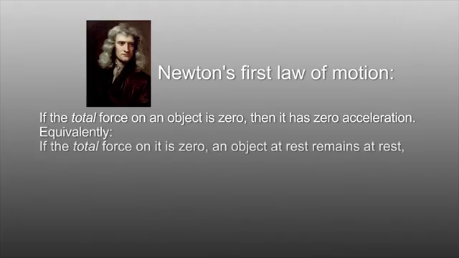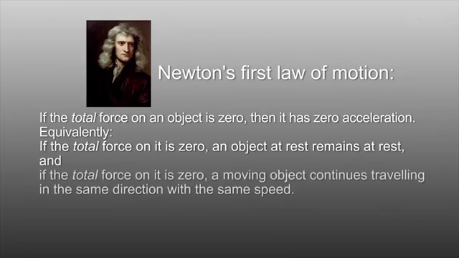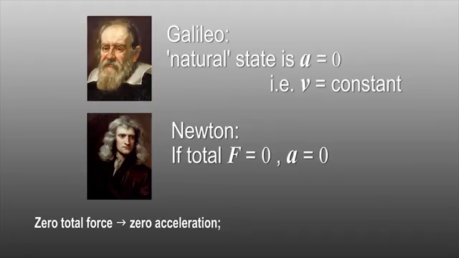Equivalently, we could say, if the total force on it is zero, an object at rest remains at rest, and if the total force is zero, a moving object continues travelling in the same direction with the same speed. There's more about these laws on our resource sites. For now, remember, zero total force gives zero acceleration, and zero acceleration means that the velocity is constant.